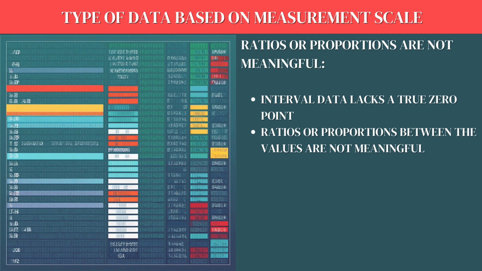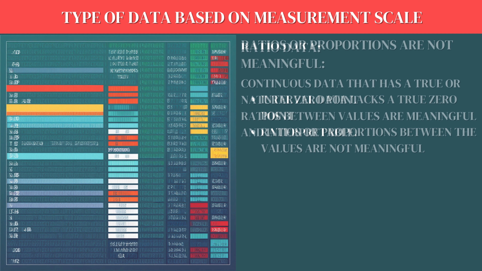Example, 10 degrees, 100 SAT points, 40 CAT points, but a score of 0 does not represent the absence of the measured quantity. Example, 0 degrees Celsius does not mean no temperature. A score of 0 on the SAT or CAT does not mean no ability. While it allows for meaningful comparisons of differences between values, it does not support meaningful ratios or proportions due to the lack of a true 0 point.